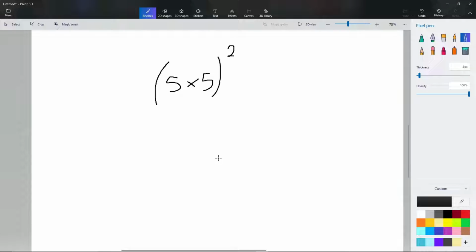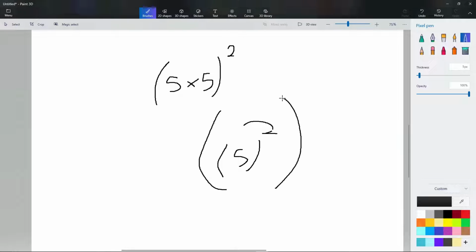This 5 times 5 is actually 5 to the second power. It's actually 5 squared.